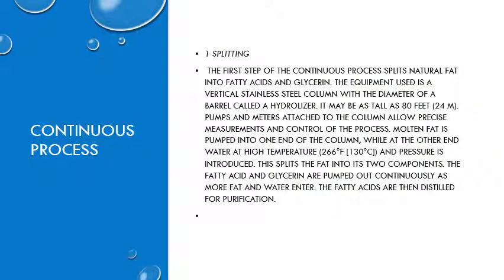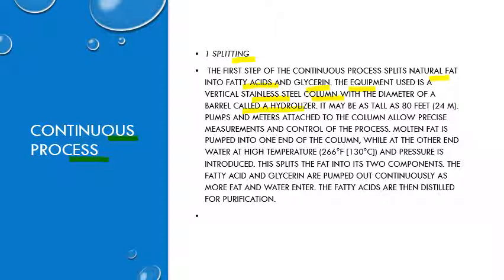So now we see the continuous process, which is a modern process of the manufacturing of soap. It involves various steps. The first is splitting. It is very important. First of all, the fat which we use for the soap preparation splits into the fatty acids and the glycerin. The equipment used for this is a vertical stainless steel column with the diameter of a barrel, called a hydrolyzer.